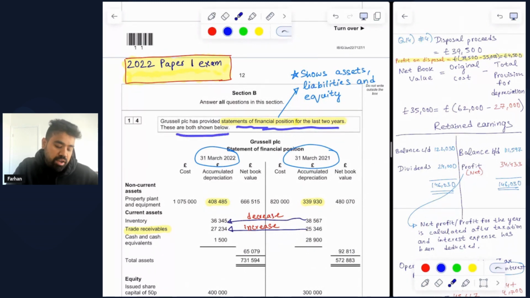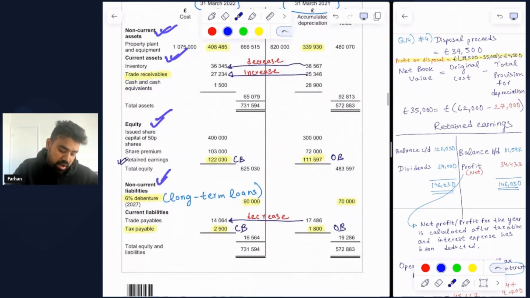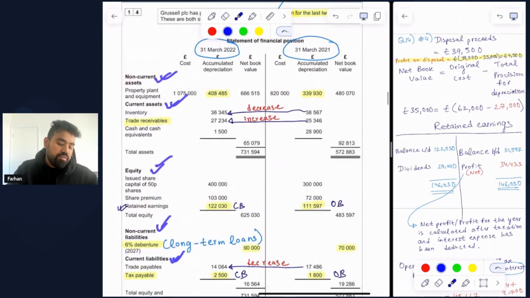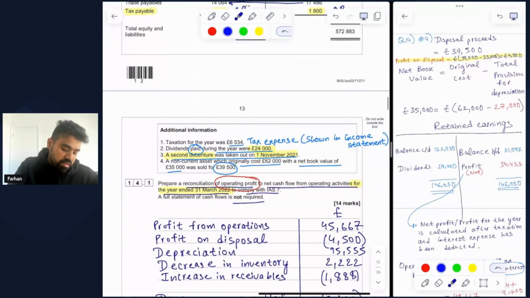Now, the statement of financial position shows the assets, liabilities, and equity at a specific point in time. And here you will see that we have two statements prepared for the year ending 31 March 2021 and for the year ending 31 March 2022. Each of the statements shows the non-current assets, the current assets, equity, non-current liabilities, and current liabilities for each of the financial years. We also have some additional information given here.